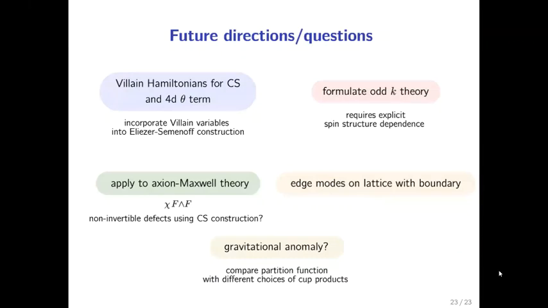It's hard to see exactly how this gravitational anomaly would be reproduced on a lattice, because you're working on a torus, it's just some fixed geometry. But maybe by comparing partition functions with different choices of these cup products, we could try to make some connection there. But we'll do that for future work.